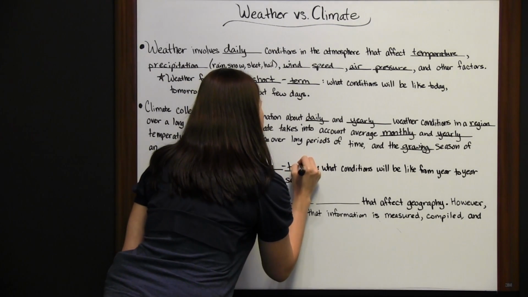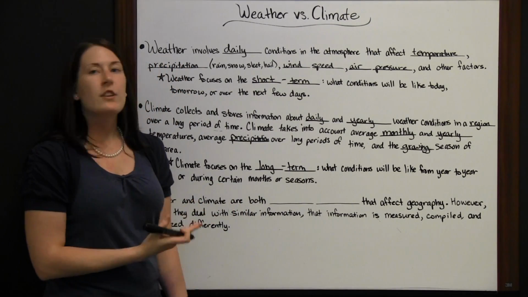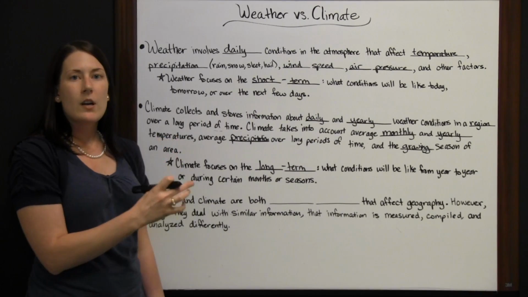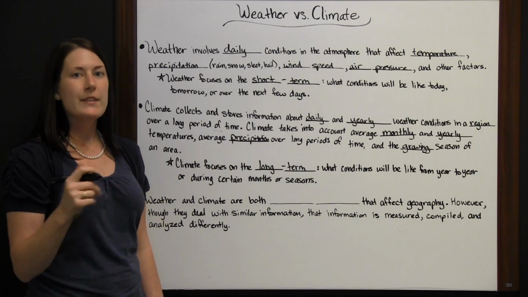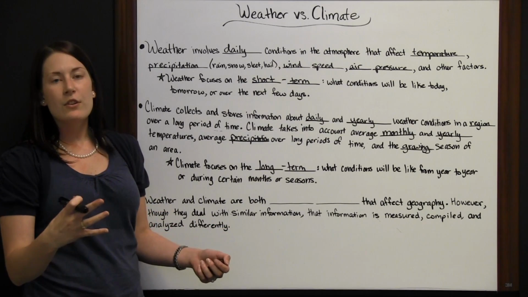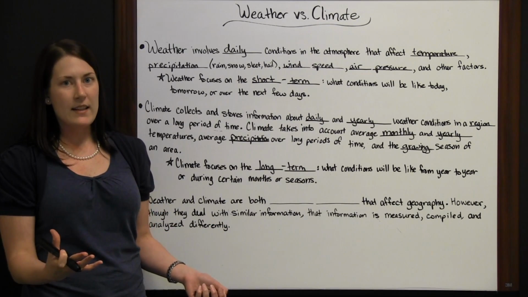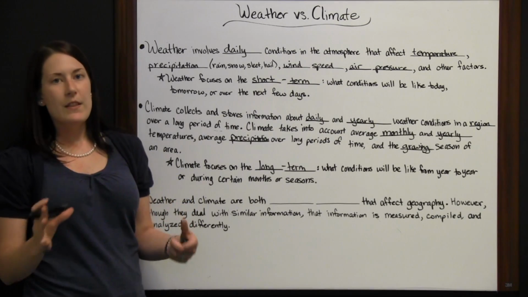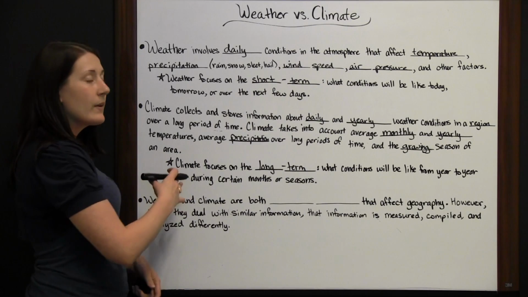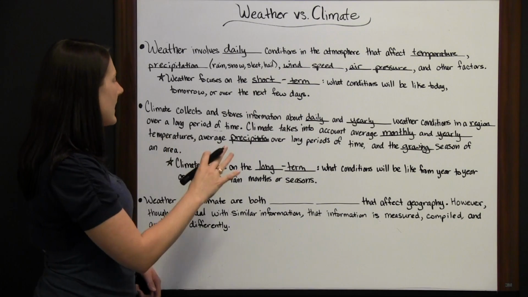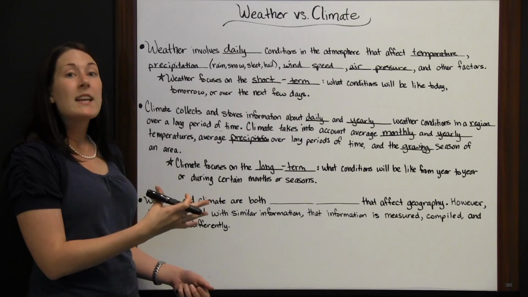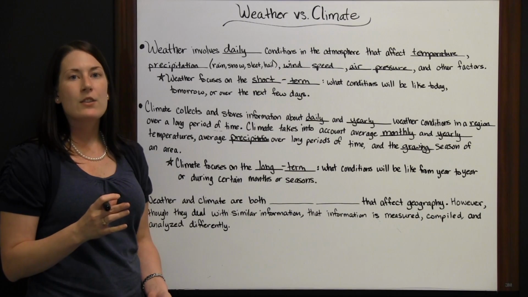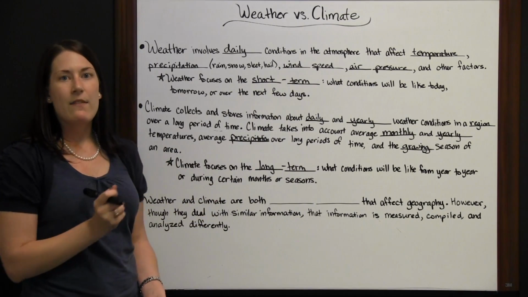What conditions will be like from year to year or during certain months or seasons. Climate isn't going to talk about what happens today or tomorrow. It's going to be telling you, in general, in August, the weather is like this. In general, this area of the world will receive this many inches of rain. It's going to take into account the day-to-day weather events, but it's not going to be predicting day-to-day events for you.